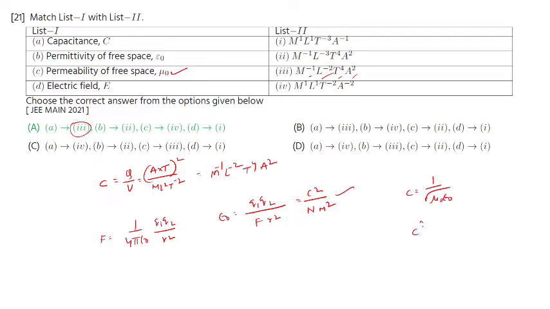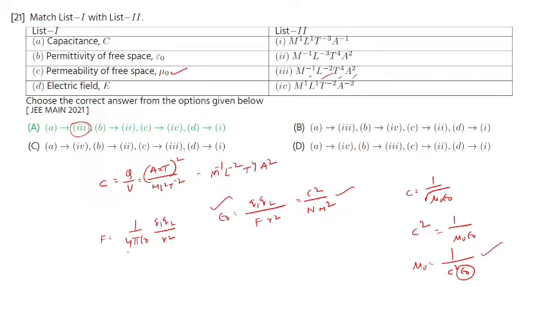So now squaring on both sides, c square is equal to 1 by mu naught epsilon naught, and mu naught is equal to 1 by c square into epsilon naught. Here we will get the dimensions for epsilon naught now, so you can substitute here. c is nothing but the speed of light, so meter square per second square. So simply you will be getting the dimensions even for mu naught also.